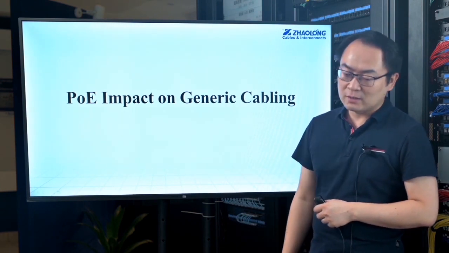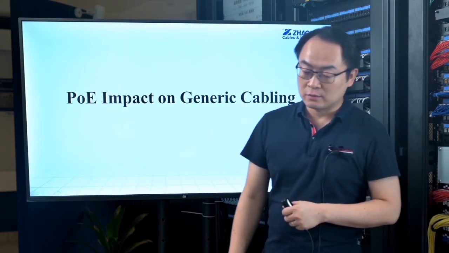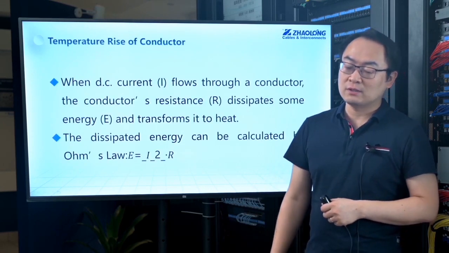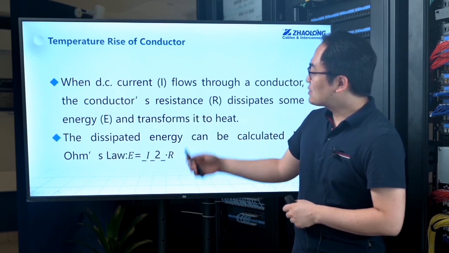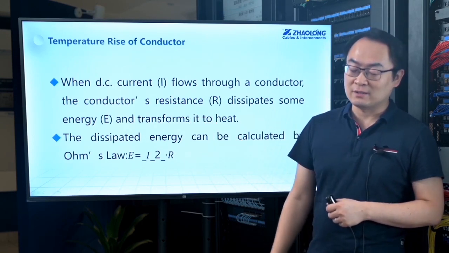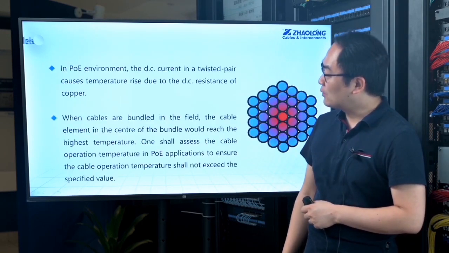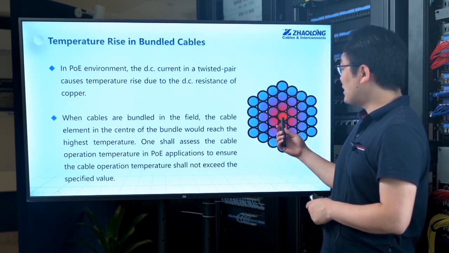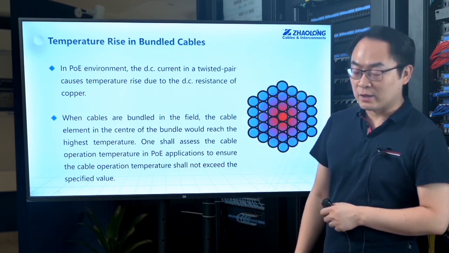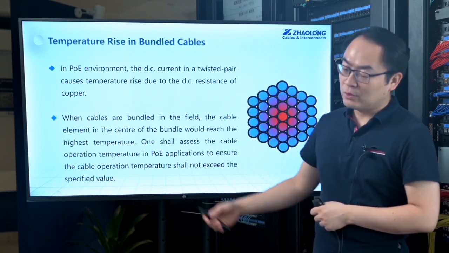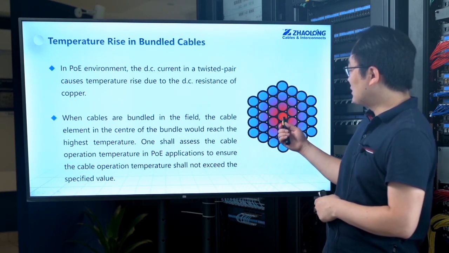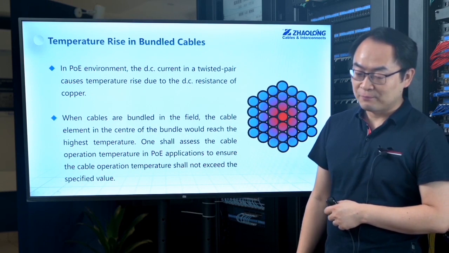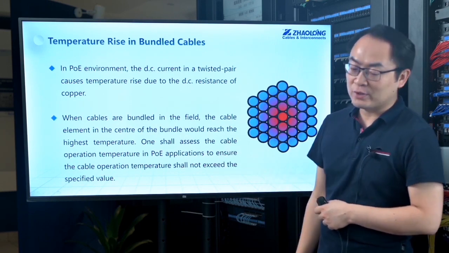Let's see some of the impact on the cable when PoE is on. When DC current flows through the conductors, the resistance will dissipate some of the energy as heat. You can calculate that by Ohm's law. If you bundle the cables up, the central one will become the hottest area in the whole bundle. So you have to assess whether this central cable operates under 60 degrees, which is normally how we define the operating temperature of the data cable.